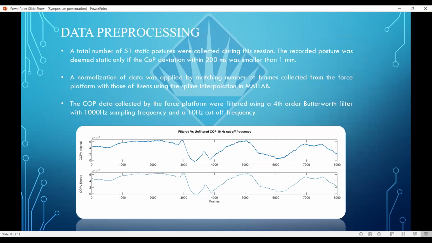Now, for the data pre-processing, a total of 51 postures were collected during the session. The recorded posture was deemed static only if the center of pressure deviation within a 200 millisecond window was smaller than 1 millimeter. Also, a normalization of data was applied by matching the number of frames collected from the force platform and those of XSense using a spline interpolation in MATLAB. The center of pressure data later was also filtered using a fourth order Butterworth filter with 1000 Hertz sampling frequency and a 10 Hertz cutoff frequency.